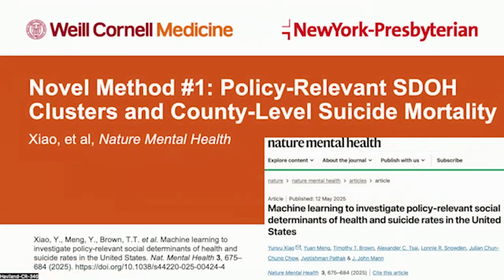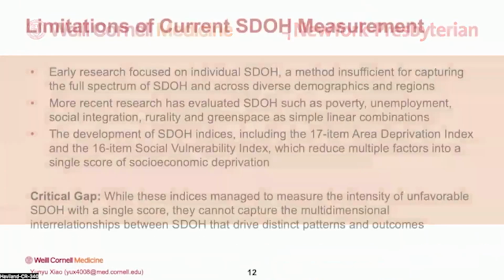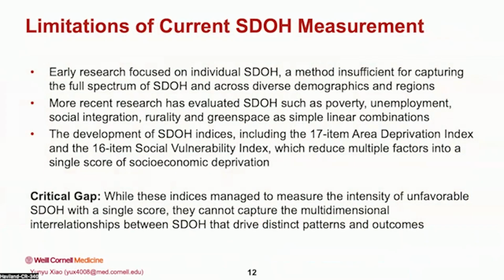The first study that we published in Nature Mental Health is a county-level analysis. The area we wanted to focus on was to have a full spectrum of the social determinants of health across different regions. Another thing we thought about, when creating this new measurement, is whether we can bridge the gap of simplifying everything to just one index.